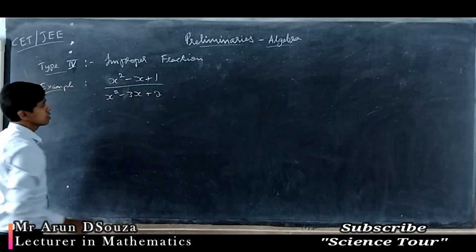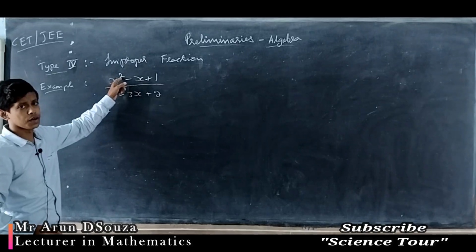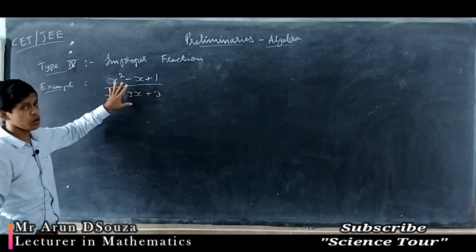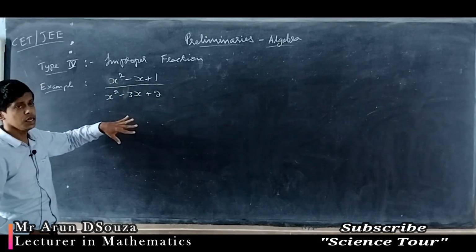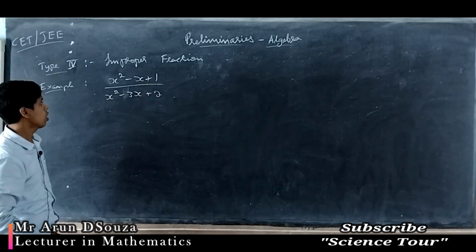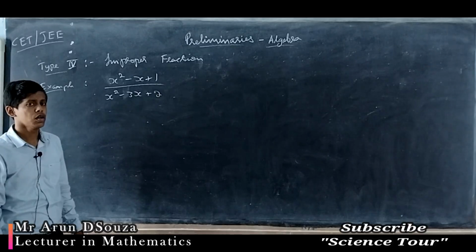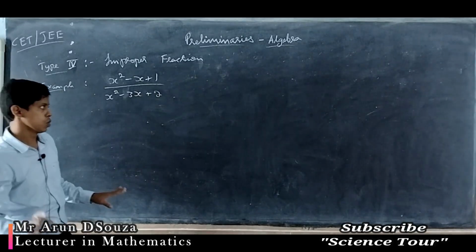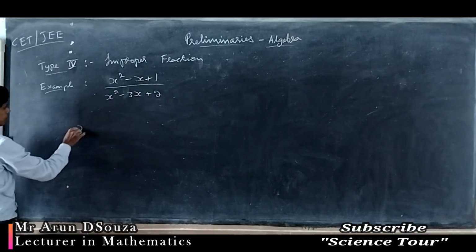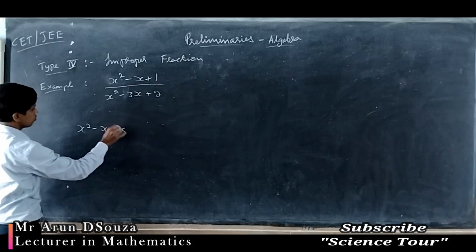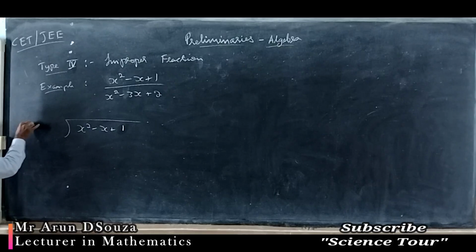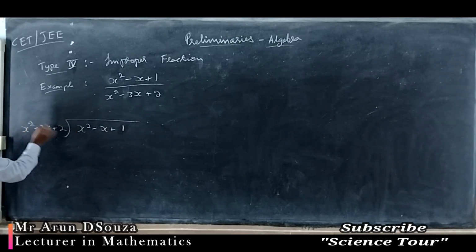Alright. Now why are we saying this is improper? Because look at the degree of the numerator. Degree of f of x is equal to the degree of g of x. If the degrees are equal, then it is an improper fraction. It must be converted into a sum of a polynomial and a proper fraction. So how can we do that? By the long division method. So understand this. We are going in for the long division method. So x square minus x plus 1 must be divided by x square minus 3x plus 2.